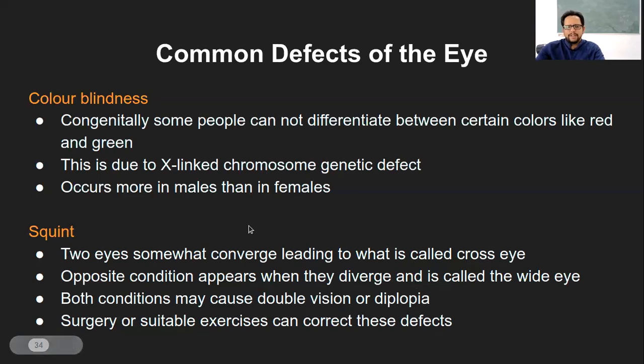Usually these squint conditions can be cured with surgery or suitable eye exercises. Eye exercises are like: you hold your eyes to the right for 10 seconds, to the left for 10 seconds, up for 10 seconds, and so on, and then you move them in circles, up and down, or side to side. There are various such exercises which can be done. Surgical procedures are mostly laser based. If the eye structures are not weak, they can be done. If the eyes are weak, even they cannot be done. So that is squint.